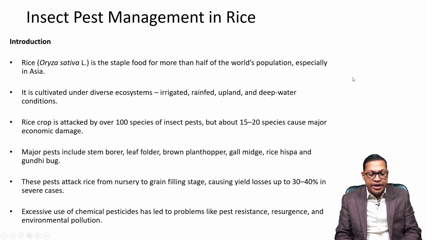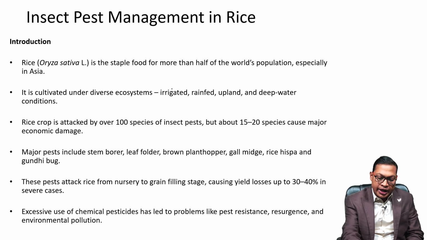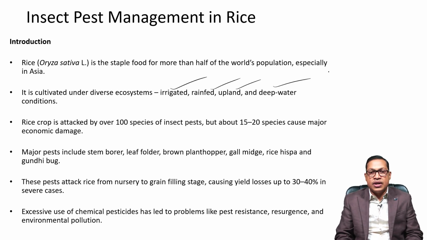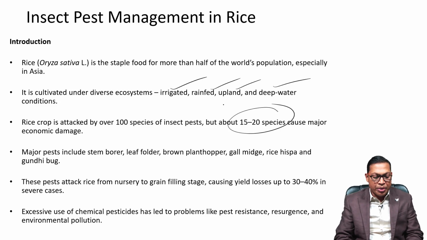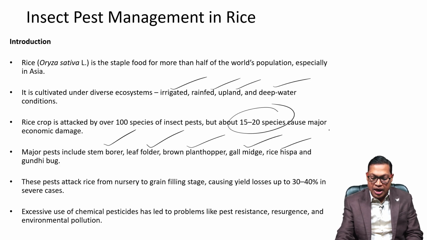So, if we see rice, different methods can be used as we have discussed. We will go for irrigated, rain-fed upland and deep water conditions for managing different pests. Rice crop is attacked by more than 100 types of insect pests. About 15 to 20 are major insect pests of rice. So, we have to focus first on the management of those 15 to 20 species which are causing economic damage. The rest can be managed later on. Major pests include stem borer, leaf folder, brown plant hopper, gall midge, rice hispa and gundhi bug.